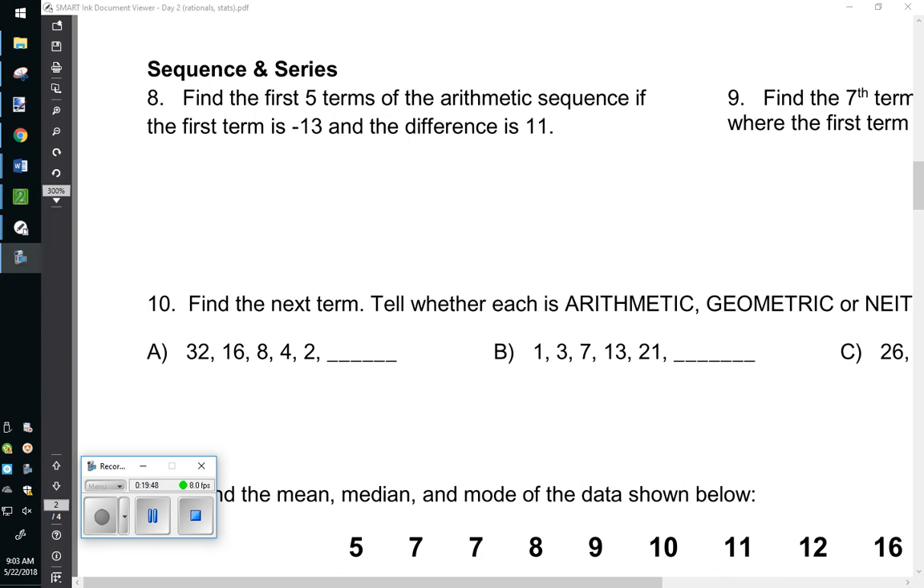So all of this stuff we've learned in the last month, so hopefully we should be able to go pretty quick through this. Okay? Find the first 5 terms of the sequence. 1, 2, 3, 4, 5. The first term is negative 13.